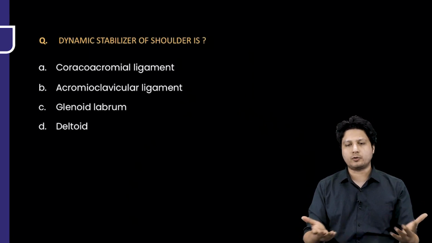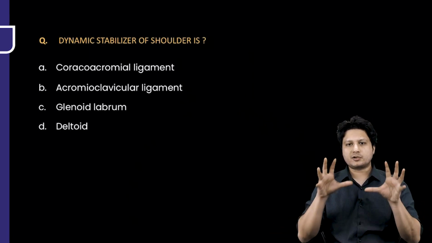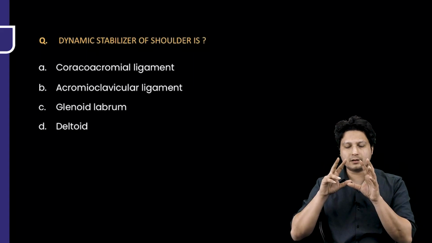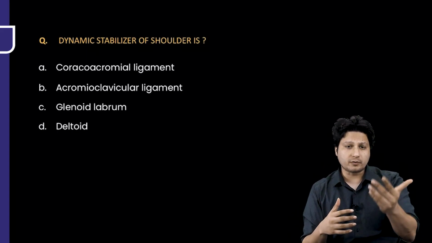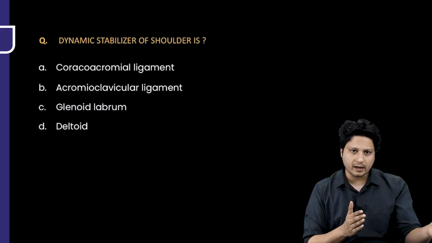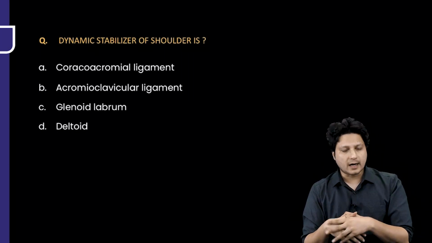So by this point you already came to know that stability of the shoulder joint is the function of two sort of stabilizers. One is a set of dynamic, the other is the set of static stabilizers.